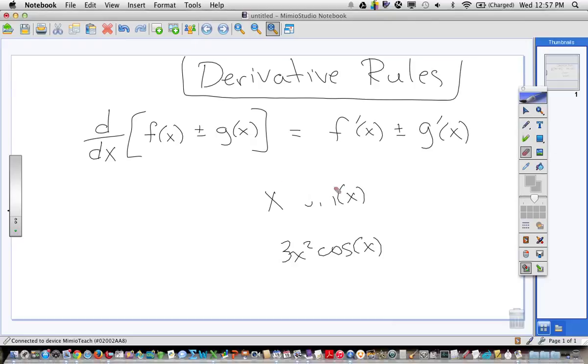So when you realize that, it makes this first rule a little more important. It's nice when we add or subtract functions that we can then just take their individual derivatives. That's good. Because when it comes to multiply and divide, it doesn't work.